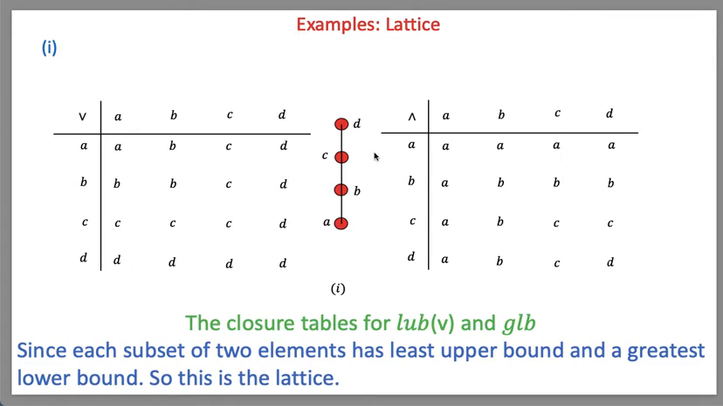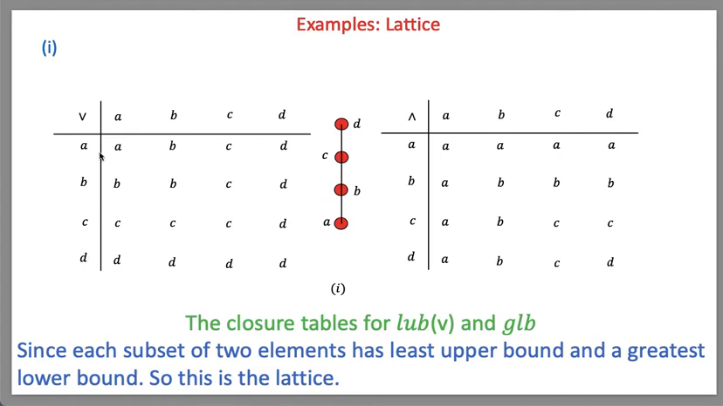Suppose we have this poset whose Hasse diagram is given. This is the element A, this is the element B, this is the element C, and this is the element D. We have to show whether this is a lattice or not. First of all, we will make a closure table and see whether every pair of elements has a least upper bound and greatest lower bound or not. We write all the elements A, B, C, D this side and all the elements this side.